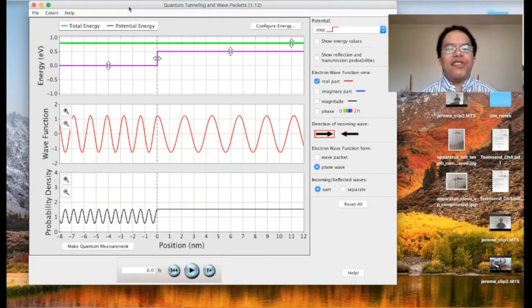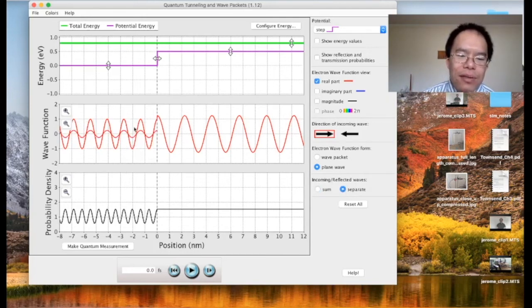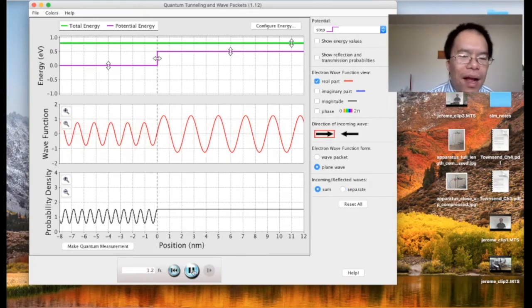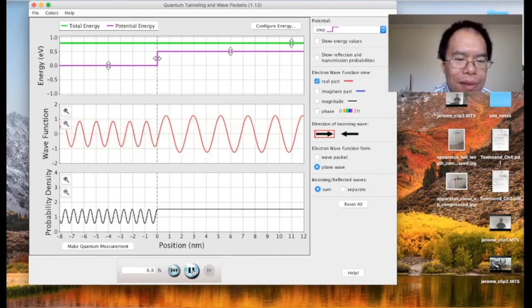So now let's see what happens when we have an incident plane wave. Once again, we're going to send in our plane wave incident from the left, and we're going to start with the total energy of this plane wave larger than V naught. Right now we're seeing the total wave function, but I can also separate this into an incident and reflected piece on the left. But let's start with the sum, and let's watch what happens.